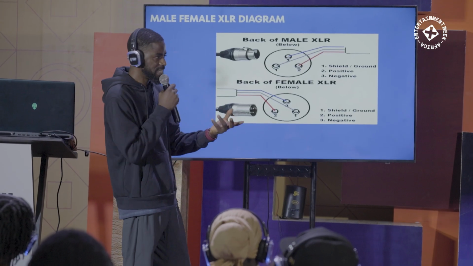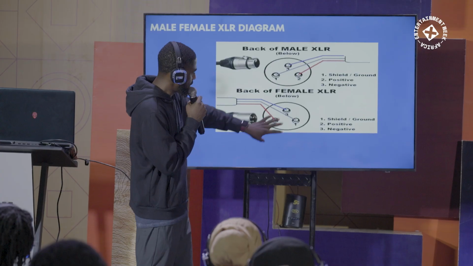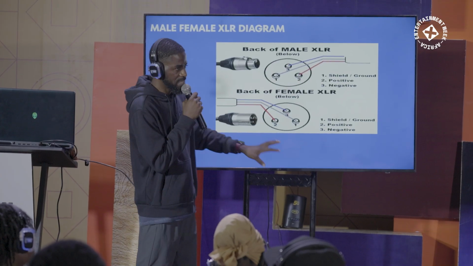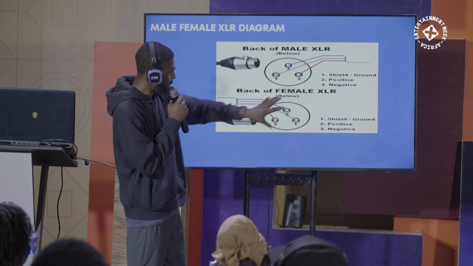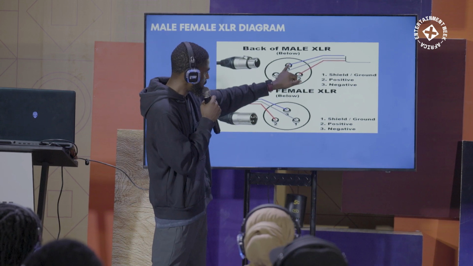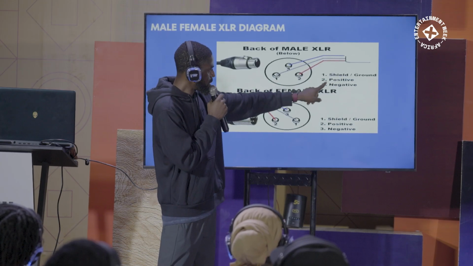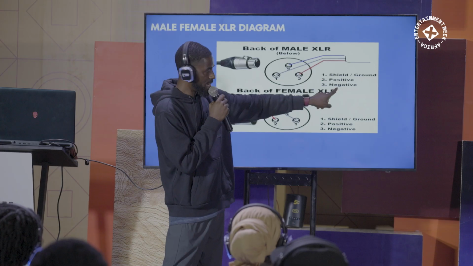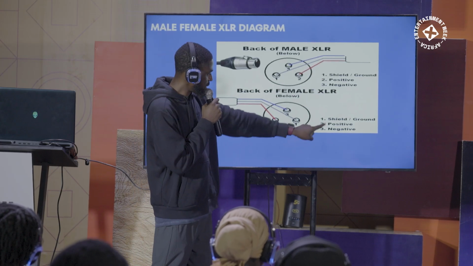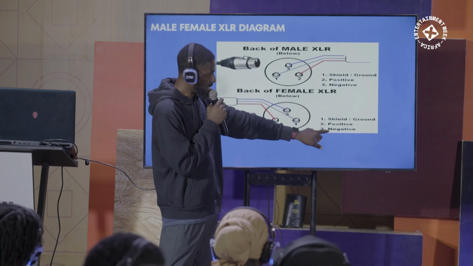Oh, I see that the cable has different colors. This has a color, this has a color. How do they connect? All of those things. So as this diagram has shown you, when you open the connectors, you see 1, 2, 3. So your 1 means your shade, your 2 is your positive, and your 3 is your negative. The same thing applies here as well. So your 1 is your shade, your 2 is your positive, and your 3 is your negative.